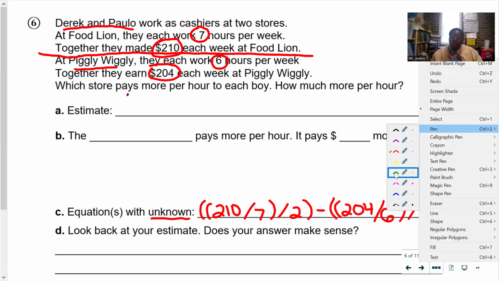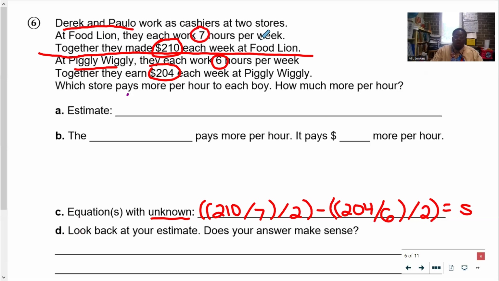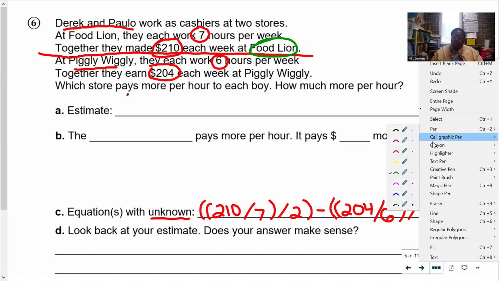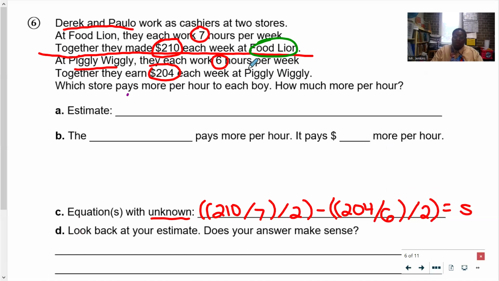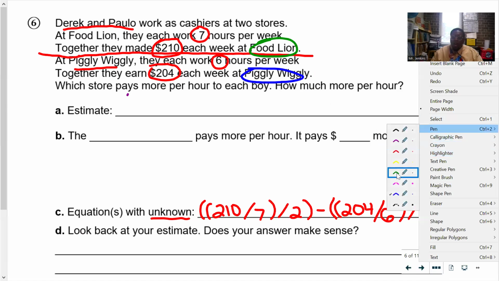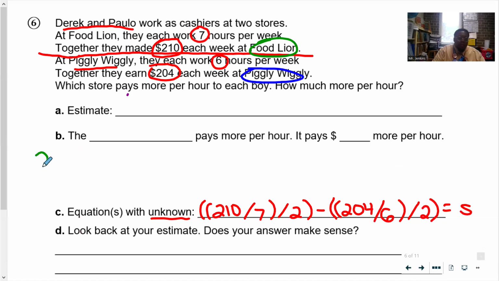So what I'm going to do is use green for Food Lion, and I'm going to use blue for Piggly Wiggly, just to keep them separate. Okay, Piggly Wiggly and Food Lion. So let's start with the Food Lion. The Food Lion is 210 an hour. And since I know we have two boys, I'm going to get half of 210.